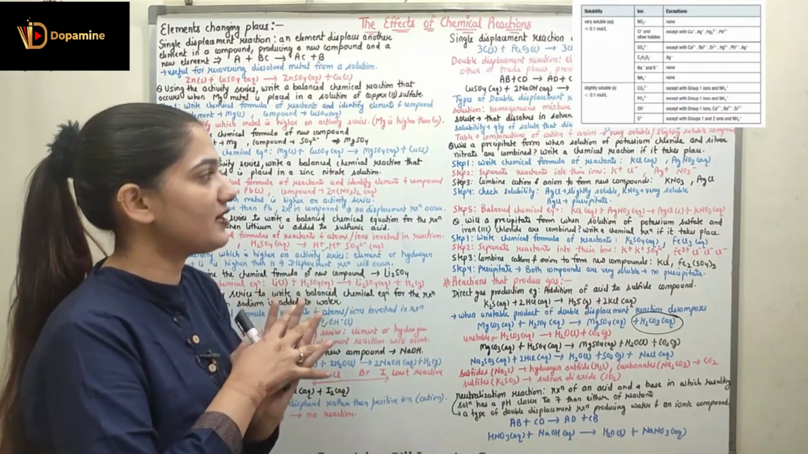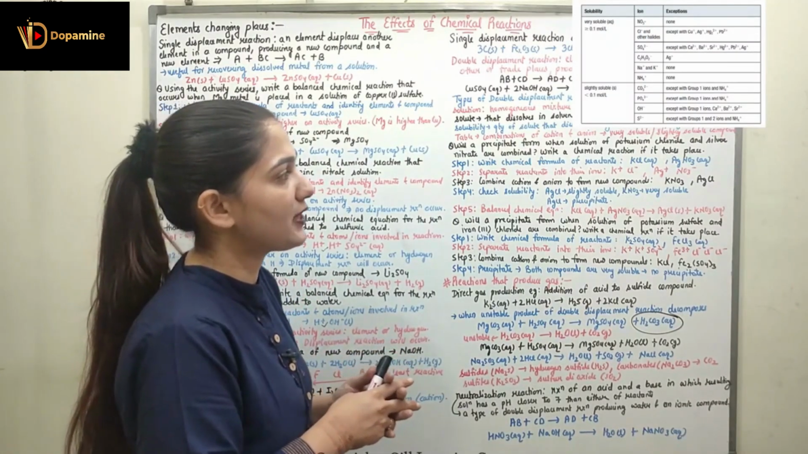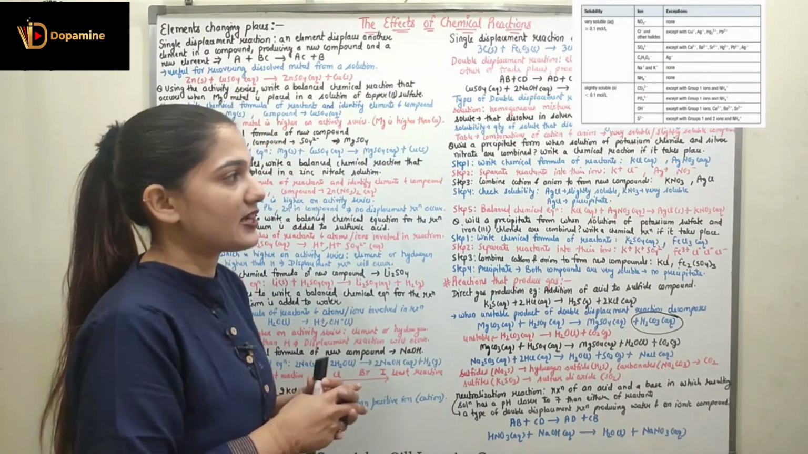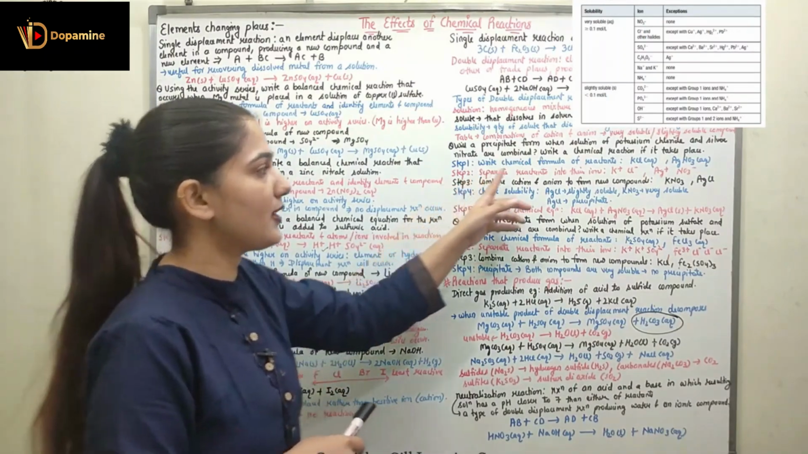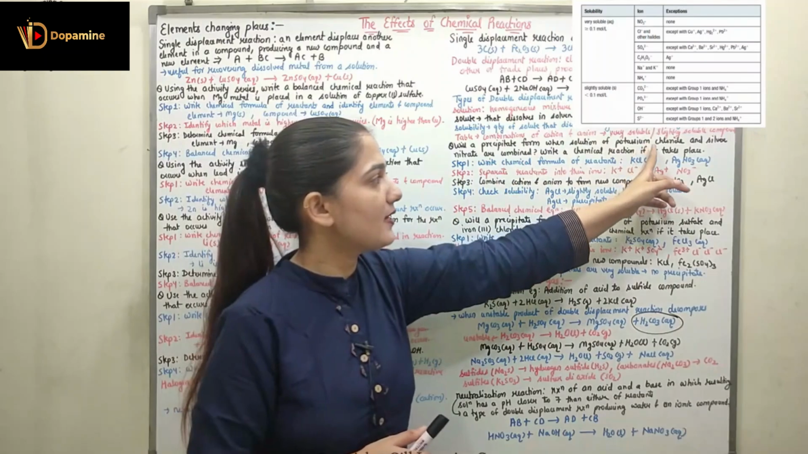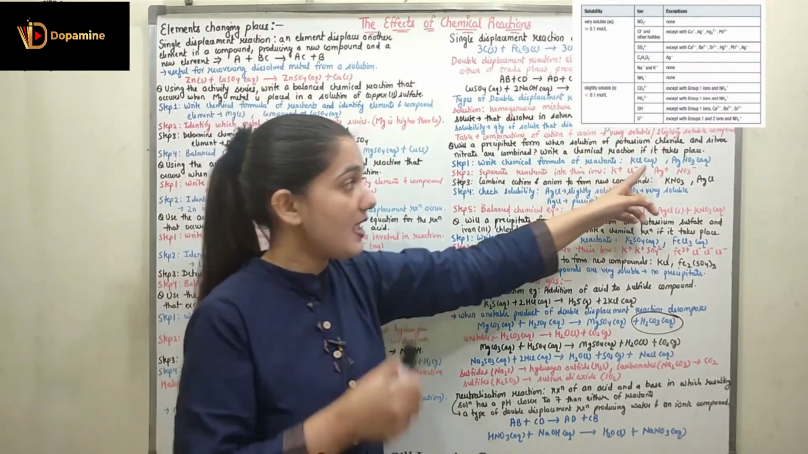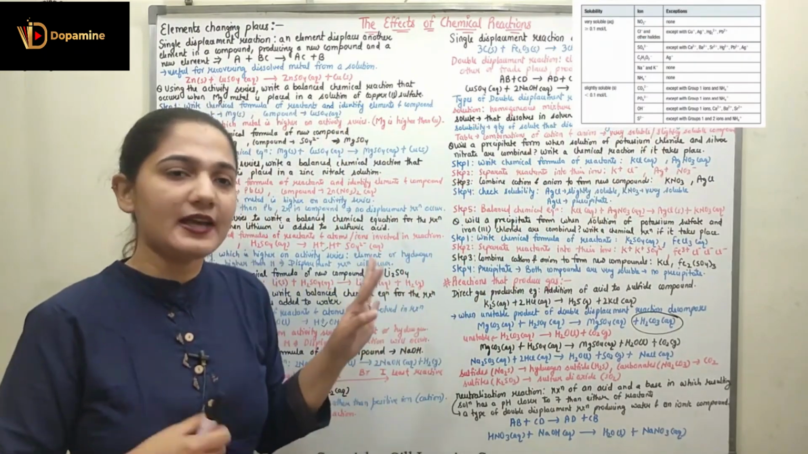So let's start with the first question, which states, will a precipitate form when the solutions of potassium chloride and silver nitrate are combined? Write a chemical reaction if it takes place. In the first step, we are going to write the chemical formula of the reactants. The reactants over here are potassium chloride and silver nitrate. Potassium chloride is KCl, silver nitrate is AgNO3. Both of them are present in the aqueous form.